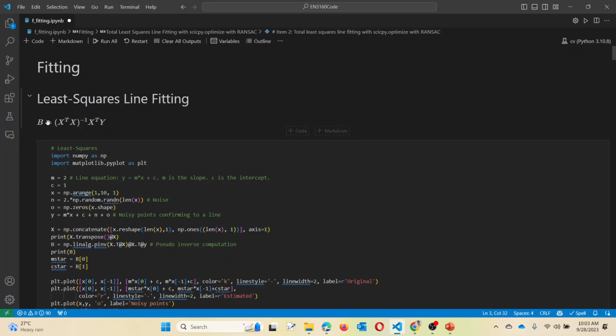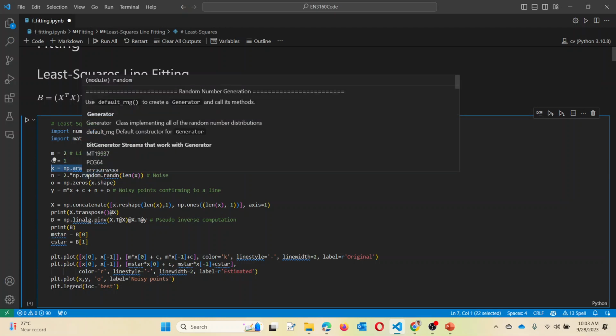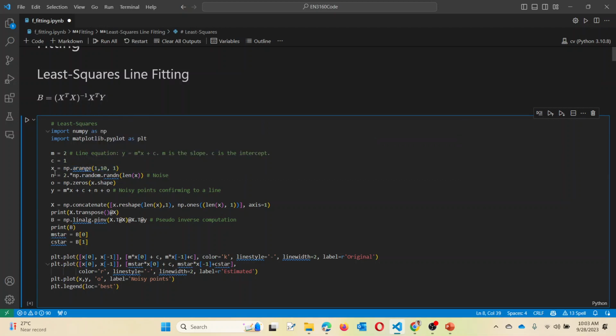In this case, this is the equation that we are implementing. So the slope is 2, the intercept is 1. We are generating about 10 points, and then the noise vector with a standard deviation of 2. There are no outliers, so all zeros. Then we form the line y equals mx plus c plus noise. Then we construct the capital X matrix: the x values, the vector x, concatenated with a column of ones.